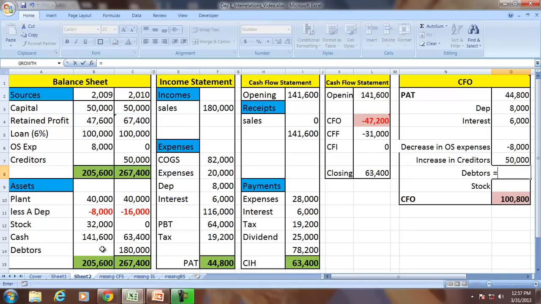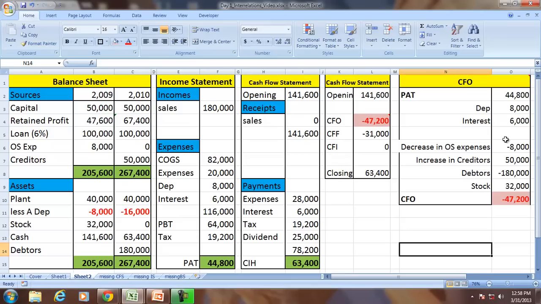Debtors, increase in the debtors, that means we sold goods on credit, so minus 180,000. Similarly, the stock, decrease in the stock, that means the goods which have been purchased in the previous year have been used in the current year. So as a result, you can see that we arrive at the PAT. PAT is 44,800 and CFO is negative 47,200.